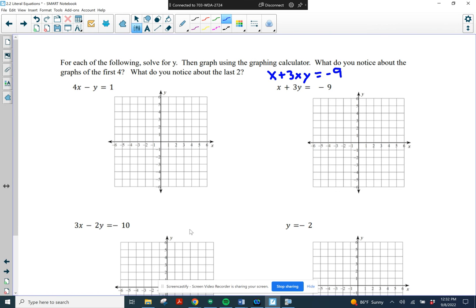Okay, this is the second part of the literal equations notes, and we're going to review some things about graphing lines, and we're also going to talk a little bit about using the graphing calculator.